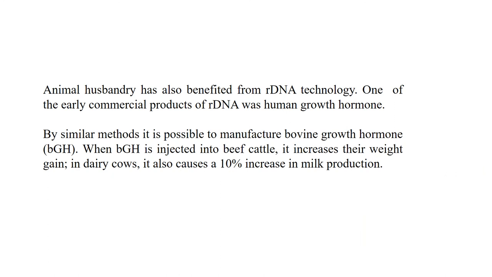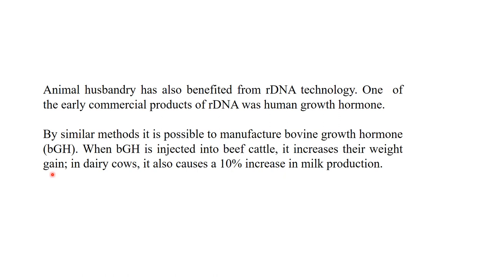Next, animal husbandry has also benefited from recombinant technology. One of the early commercial products of recombinant was the human growth hormone. By similar method, it is possible to manufacture bovine growth hormone. When bovine growth hormone is injected into beef cattle, it increases their weight gain. In dairy cows, it also causes a 10% increase in milk production.